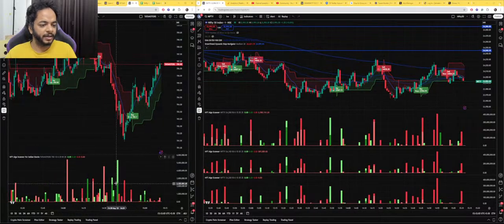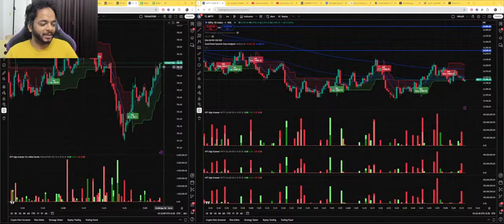Yeah, Tata Motors again, right at the bottom. Here, right at the top, the call writers were present, and again right at the bottom, the put writers were present, and it went up.